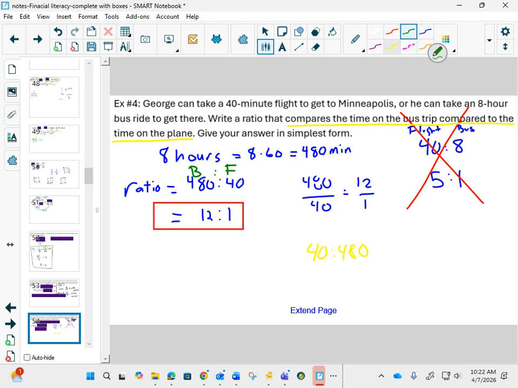Which is tough in this question because the first thing you read is the flight. So if you did it this way, do you think Mr. JR would be mean and take away all your marks? Yeah, probably, right? That's what you're used to.